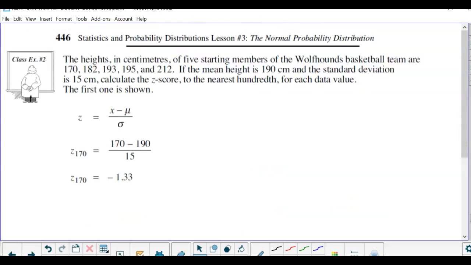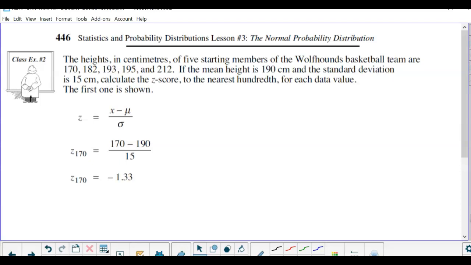The heights in centimeters of 5 starting members of the Wolfhounds basketball team are given. The mean is already calculated for you, as is the standard deviation. Calculate the z-score to the nearest hundredth for each one. The first one's done for you. There's the formula. So z for the height of 170. Keep it in order because z-scores can be positive or negative.